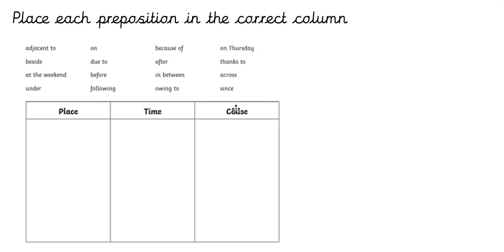For example, for cause, you would probably put in there due to, because that's explaining why something has happened. Miss McFarlane's group, don't worry about this column here. Just do place and time, please. Place is where it's happening and time is when it's happening. Pause the video now and have a go.